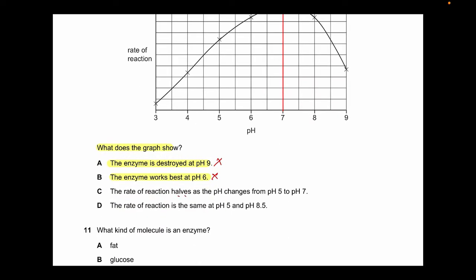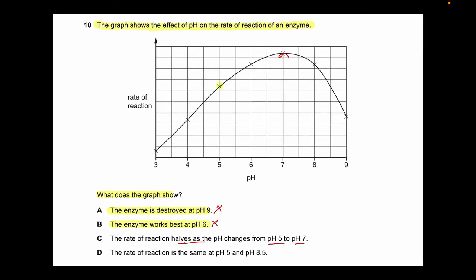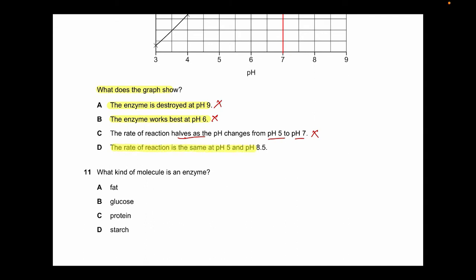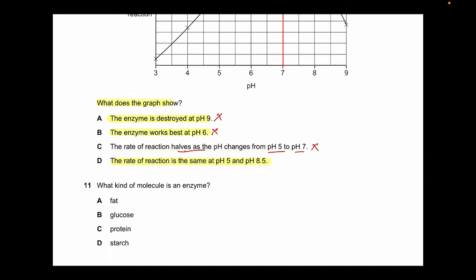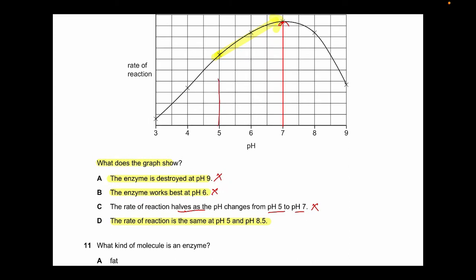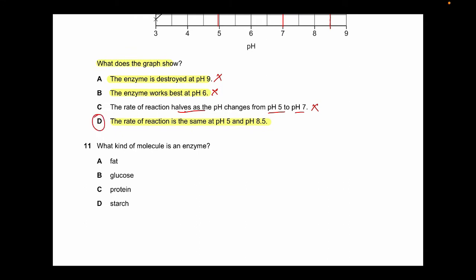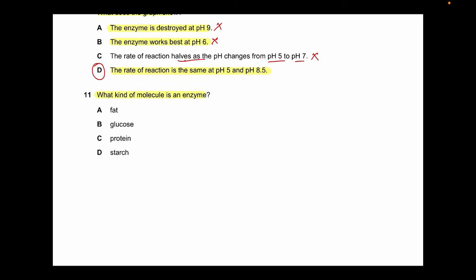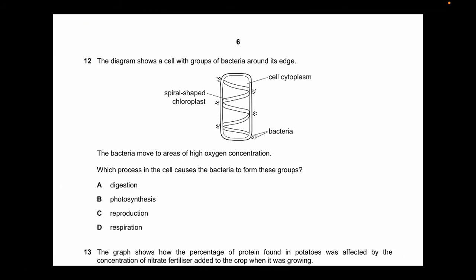The rate of reaction halves as pH changes from 5 to 7. We can see the rate of reaction is actually increasing as the pH increases from 5 to 7, so that is also a wrong statement. The rate of reaction is the same at pH 5 and 8.5. At pH 5 the rate of reaction is comparable to the rate of reaction at pH 8.5, so this is a correct statement. Option D is the correct answer. What kind of molecule is an enzyme? We know an enzyme is a protein molecule, so option C is the correct answer.